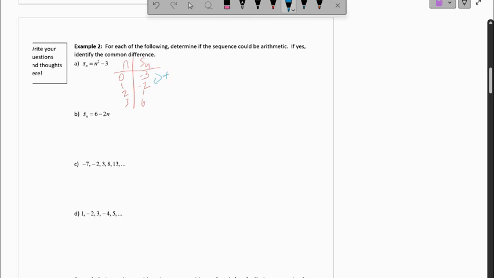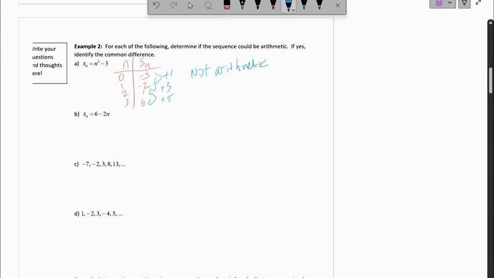So I'm adding 1. Here I'm adding 3, and then look at that, I'm adding 5. So right away, as soon as I see that, this is not arithmetic. And I spelled it wrong. There we go. All right.